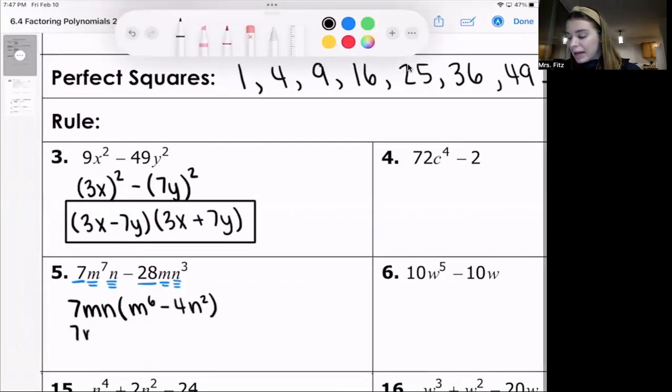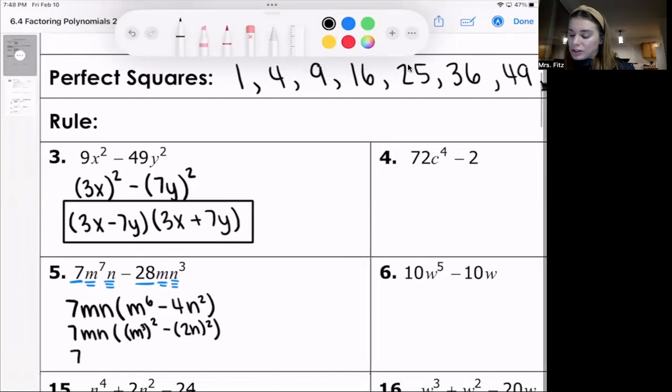So I have 7mn times, now this is a little bit tricky. We need to rewrite m to the 6th as m to the something squared. Well, we can rewrite this as m cubed squared, because when you raise an exponent to a power, you multiply. Minus, we can rewrite 4n squared as 2n quantity squared. All right, from here, we can just use our rule.